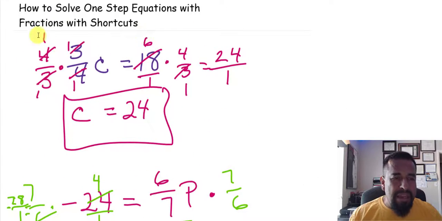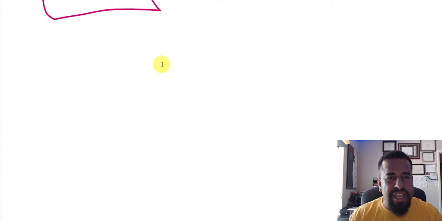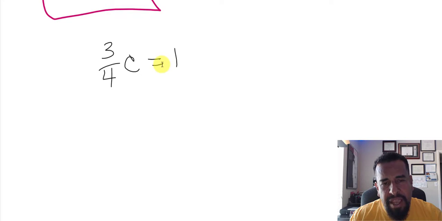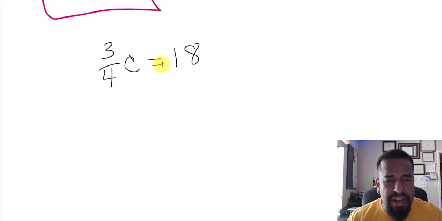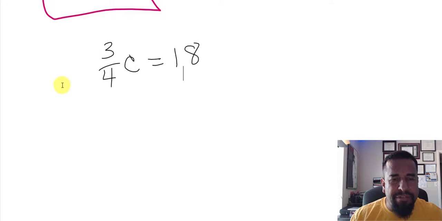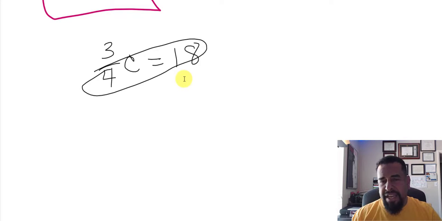Let's go back. Let's see, what was this one? 3/4 C equals 18. So let's do this one here. 3/4 C equals 18. Let me show you a shortcut. So the shortcut here is, instead of going through the motion of multiplying here by 4 over 3, multiplying over here by 4 over 3, you can simply just multiply these two first. 4 times 18, which would be what? 40 and 32, that would be 72. You would get 72.